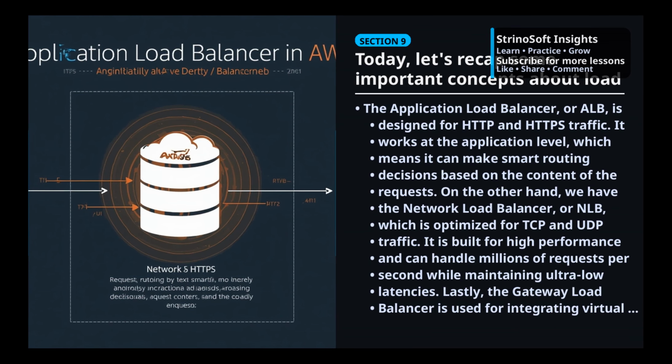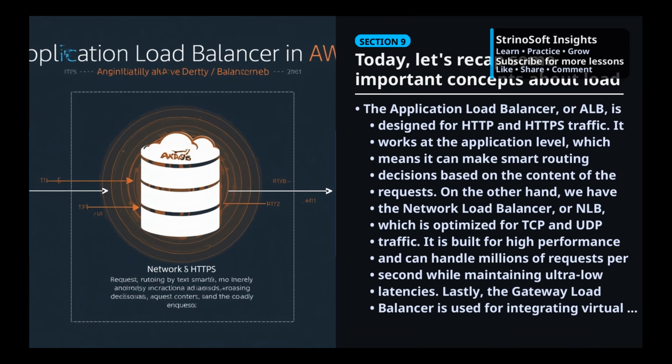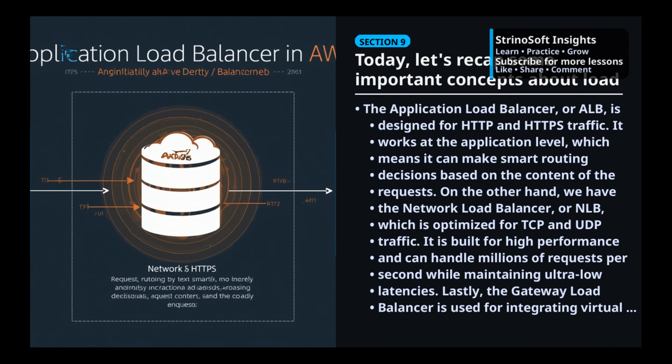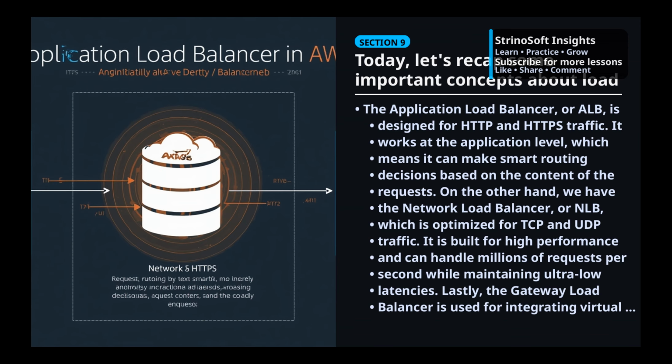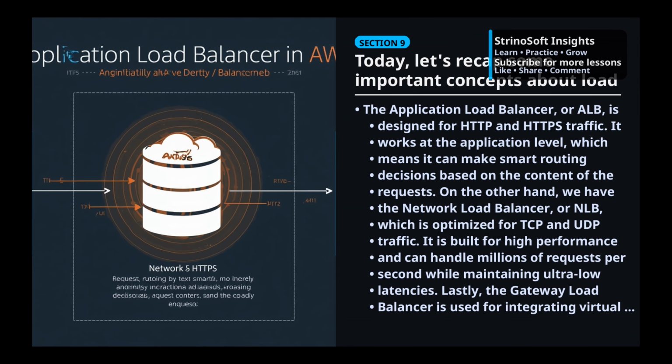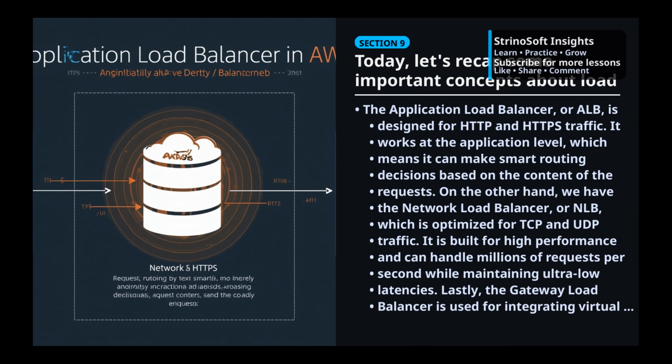The Application Load Balancer, or ALB, is designed for HTTP and HTTPS traffic. It works at the application level, which means it can make smart routing decisions based on the content of the requests. On the other hand, we have the Network Load Balancer, or NLB, which is optimized for TCP and UDP traffic. It is built for high performance and can handle millions of requests per second while maintaining ultra-low latencies.